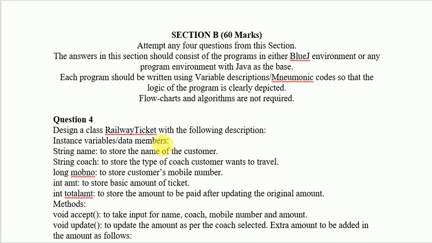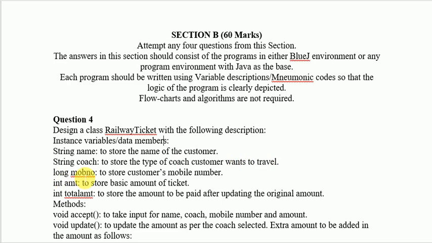Instance variables, data members. In such kind of questions, the question paper will tell you what should be the name of the instance variable of the class and what should be the data type of that instance variable. So it's very simple. You just need to read it and you'll understand everything. So here they are saying String name. This string variable name will be used to store the name of the customer. What's next? String coach, to store the type of coach the customer wants to travel.